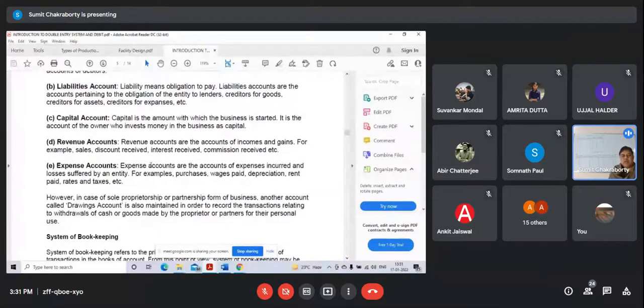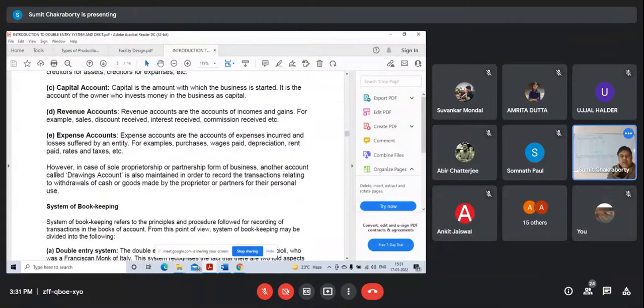Capital account, capital is the amount with which the business is started. It is the account of the owner who invests money in the business as capital. Okay, revenue account. Revenue accounts are the accounts of incomes and gains, right? For example, sales, discounts received, interest received, commission received, etc. Expense account, expenses are the accounts of expenses incurred and losses suffered by an entity. For example, purchases, wages, depreciation, rent paid, rates, it should be rents and taxes.